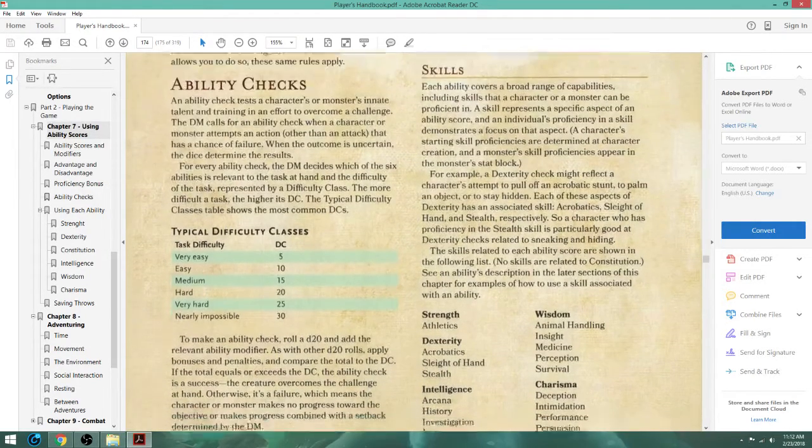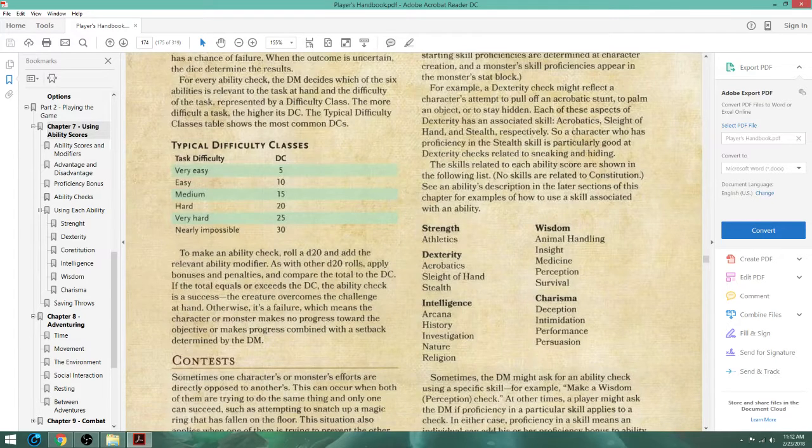Now, let's talk about skills. Every ability trait, such as strength, dexterity, intelligence, wisdom, charisma, and constitution. Well, constitution doesn't have any skills. All constitution has is a saving throw. But strength has the skill athletics. Dexterity has acrobatics, sleight of hand, and stealth. Intelligence has arcana, history, investigation, nature, and religion. Wisdom has animal handling, insight, medicine, perception, and survival. Charisma has deception, intimidation, performance, and persuasion.